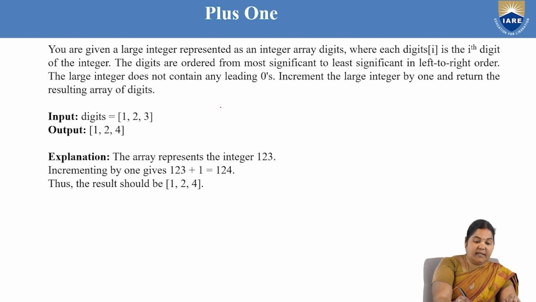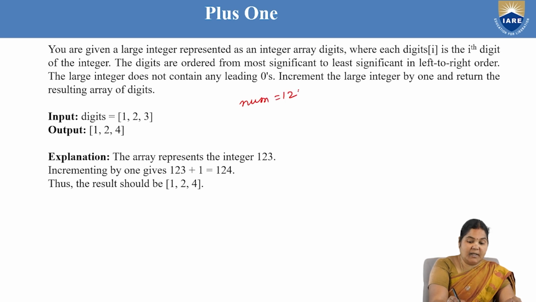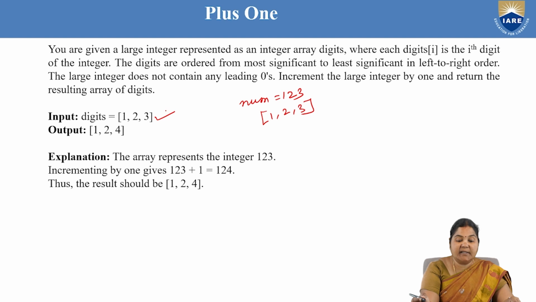For example, if the number is 123, it is represented as 1, 2, 3. This is the question given. If your number is 123, it is given as an integer array of digits. Okay. Where each digit[i] is the ith digit of the integer.